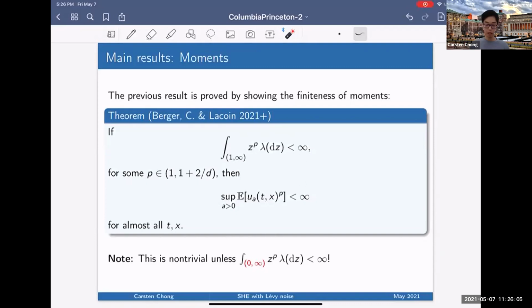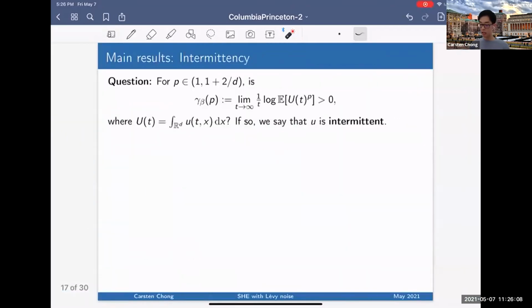All right. The last thing that I want to consider is what I refer to as intermittency. That's basically about the large time behavior of the solution as time tends to infinity. I will say that the solution is intermittent if these moment Lyapunov exponents here are strictly positive. In other words, if I look at the total mass of the solution and I take the pth moments, if they grow exponentially fast, then I say that the solution is intermittent.